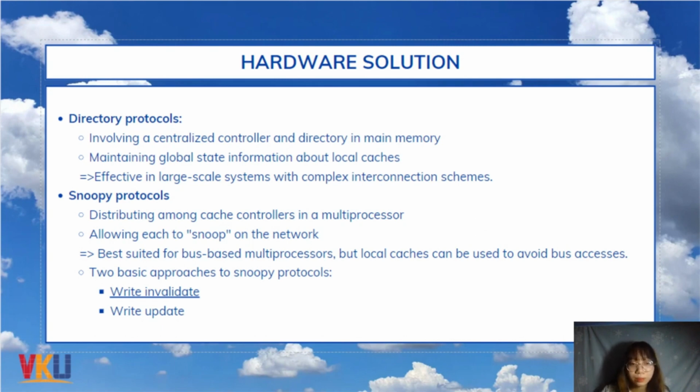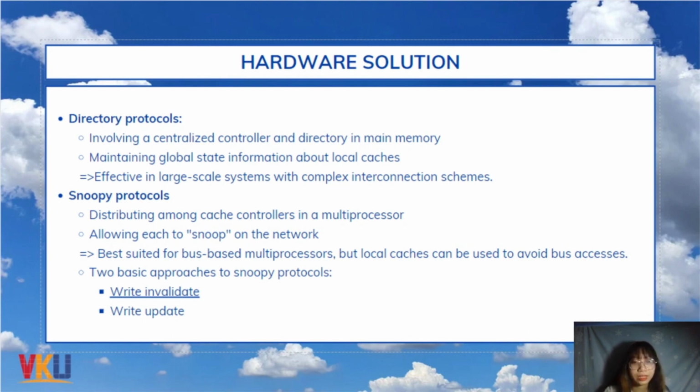The second protocol I mentioned here is the snooping protocol. While the snooping protocols distribute caches among the controllers in a multiprocessor, allowing each to snoop on the network, they are best suited for the bus-based multiprocessor, but the local caches can be used to avoid the bus accesses. There are two basic approaches to the snooping protocols. We call them invalidate and update.